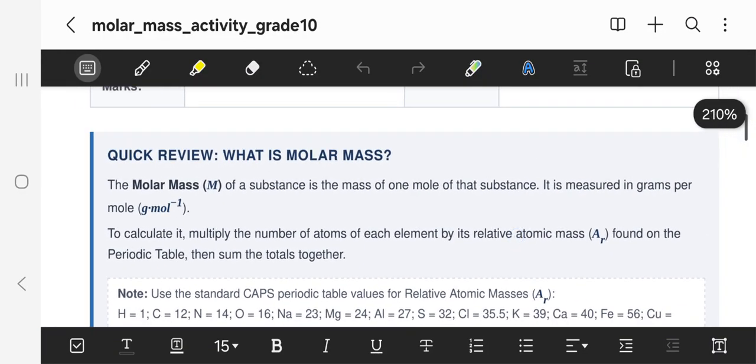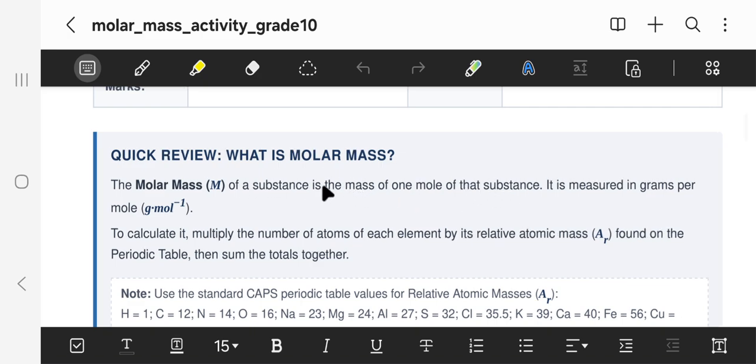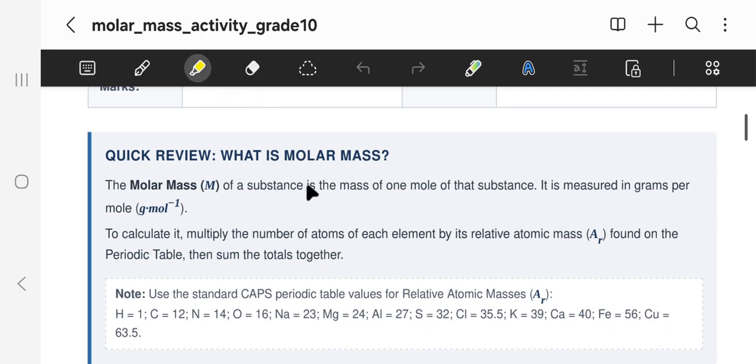In this video we'll be looking at how to calculate molecular mass, or the molar mass. But before we get into that, let's understand the meaning of molar mass or molecular mass. The molar mass of a substance is the mass of 1 mole of that substance.